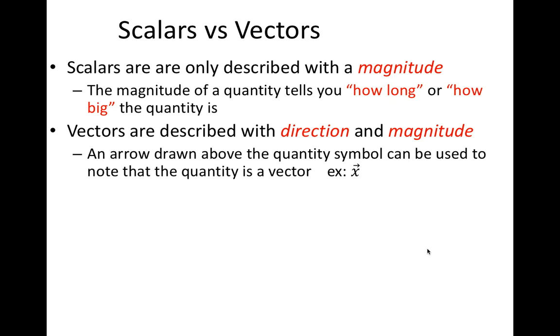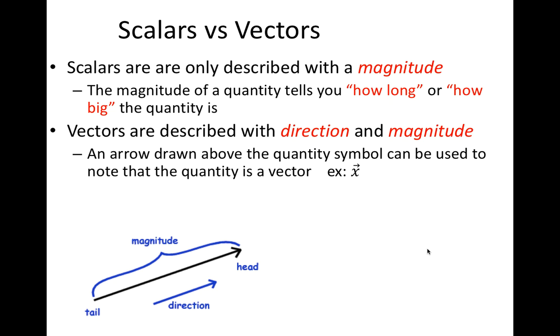It's common to draw a little arrow over top of the symbol for a vector quantity to note that the symbol represents a vector quantity. For example, position is a vector quantity, so that's why you can write the little arrow over top of the x representing position. You're not required to draw an arrow above symbols for vector quantities, but you should know what it means when you see it.